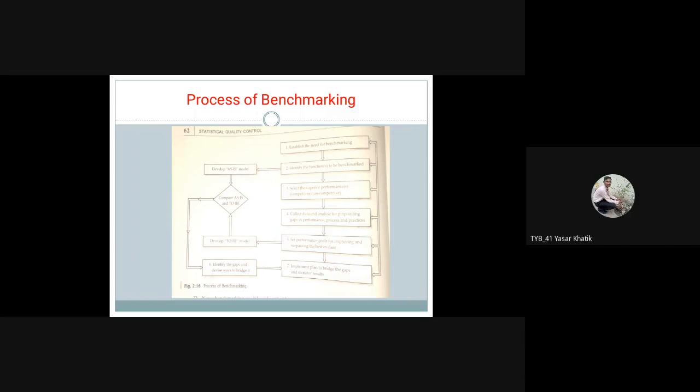Next is the process of benchmarking. There are some basic procedures for doing benchmarking. Now you can see the process of benchmarking, an algorithm, with numbering given. The first step is to establish the need for benchmarking.